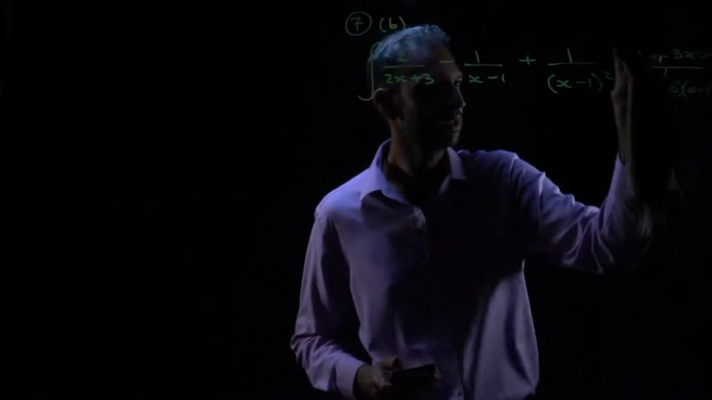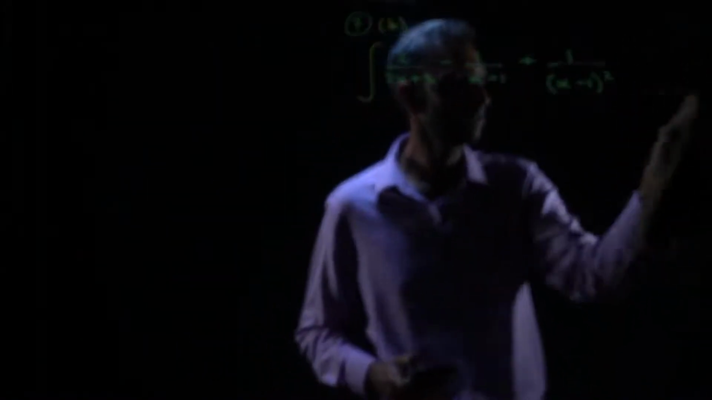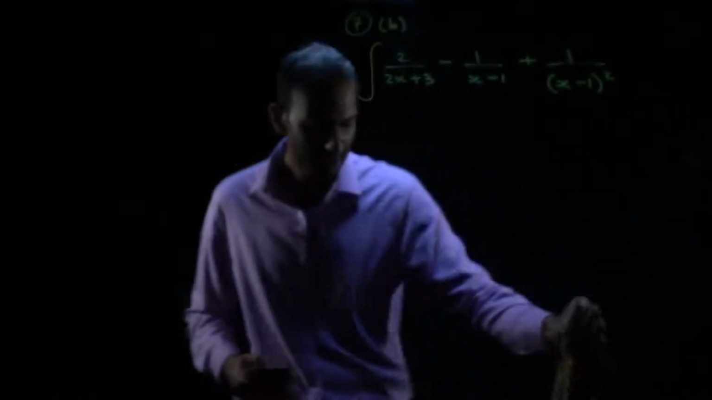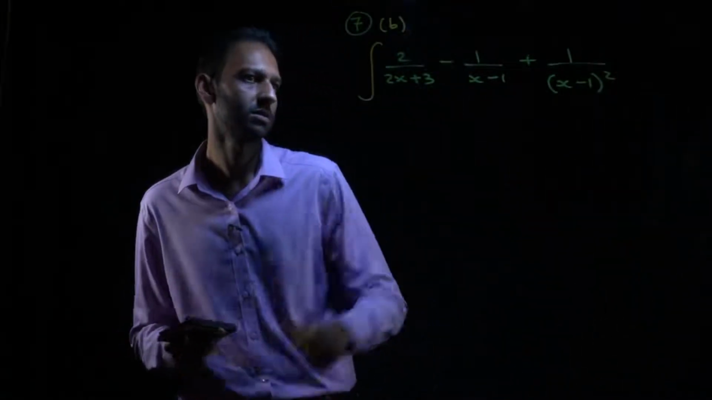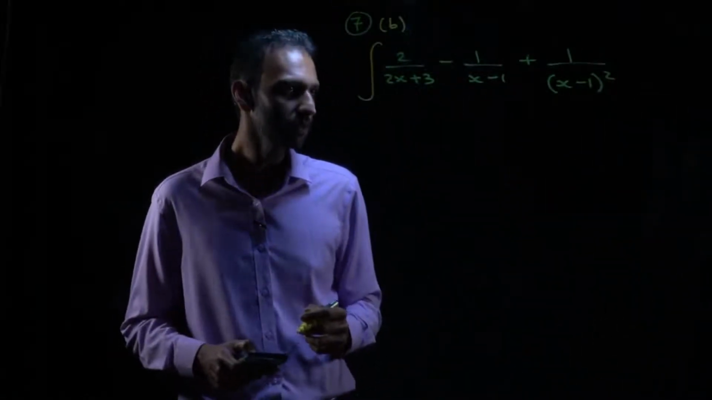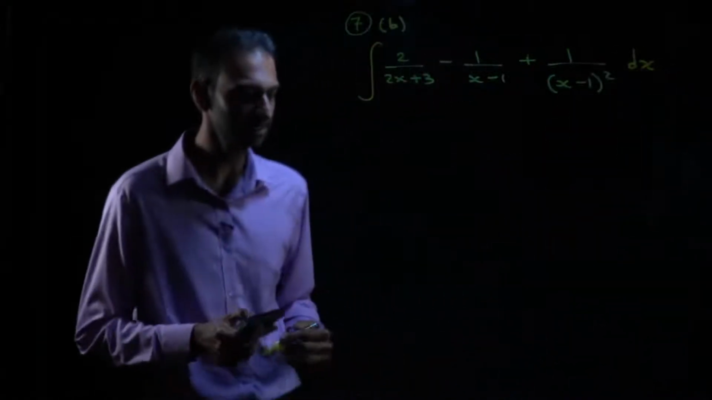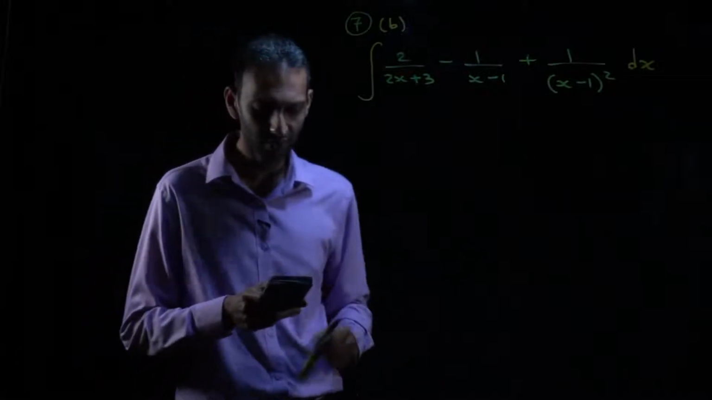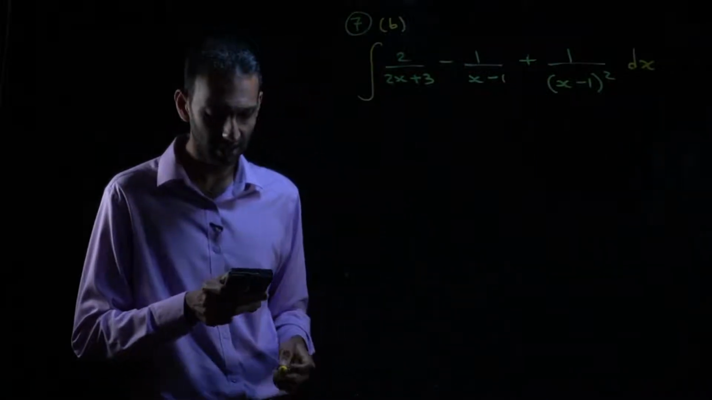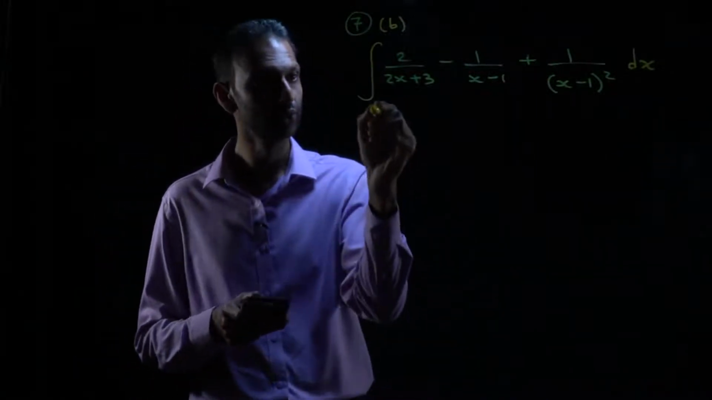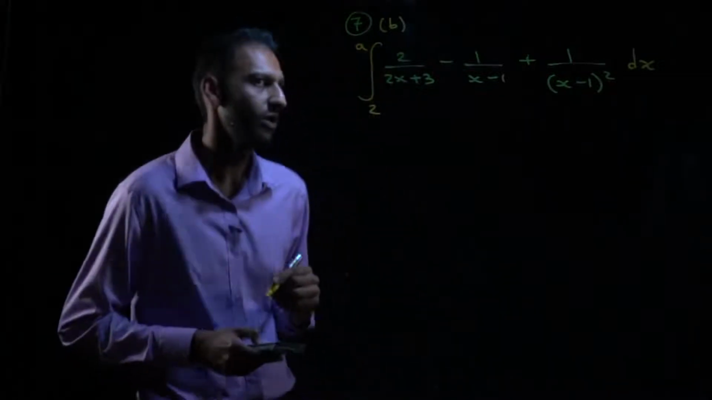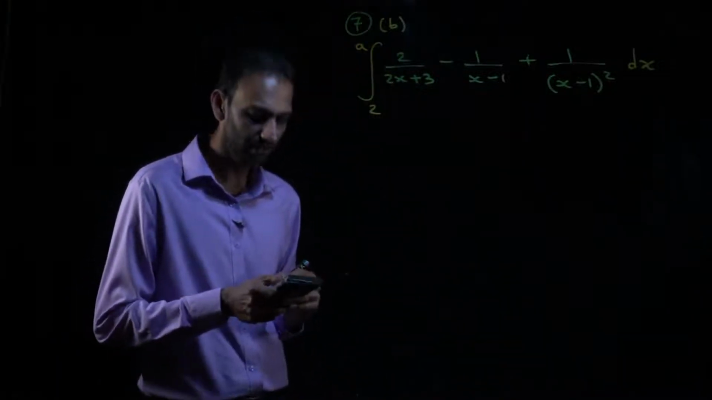Rather than integrating something which is complex, I erase that part. I just integrate its equal fractions. We are integrating with respect to dx. When we integrate with respect to dx, the limits are from 2 to a. We shall now proceed with the integration.